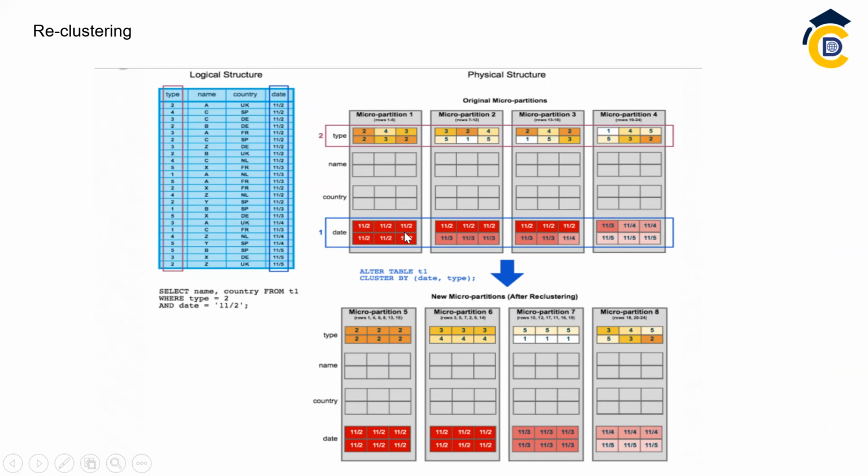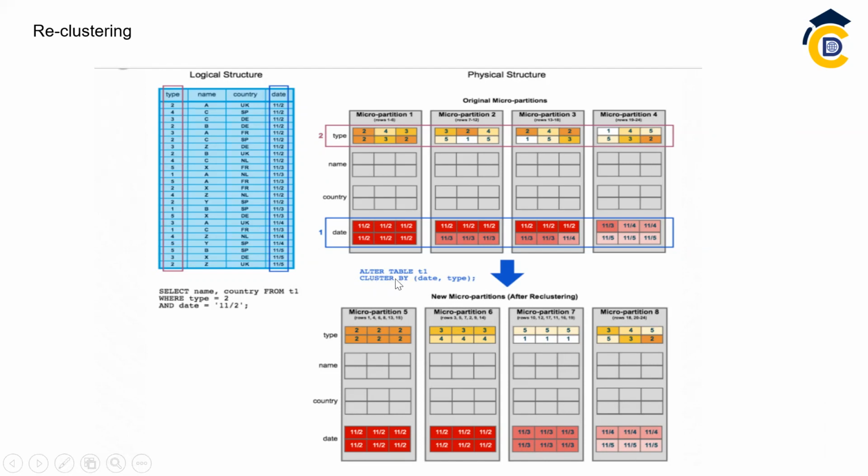So look at this, 11 by 2, 11 by 2 came. It is still there till micropartition 2. And later on 11 by 3 started to come. Then 11 by 2 came again, so it went to micropartition 3. Then 11 by 3 came, and again 11 by 3 came. It went to micropartition 4. Now I decide, okay, I want it to be created as per my date and as per my type column. So this is the syntax, or this is the command.